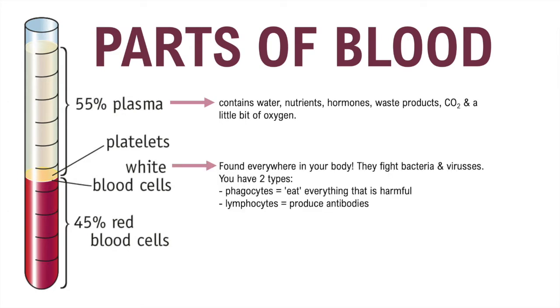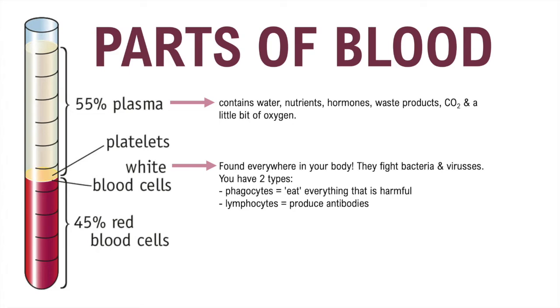White blood cells are also found in your blood, and they are found everywhere in your body, and they usually fight bacteria and viruses. So they are part of your immune system. And you have two types of white blood cells, the phagocytes that eat everything that is harmful, and the lymphocytes, which produce antibodies. And I want you to remember for now that the antibodies usually fight bacteria and viruses, and that they are produced by lymphocytes.